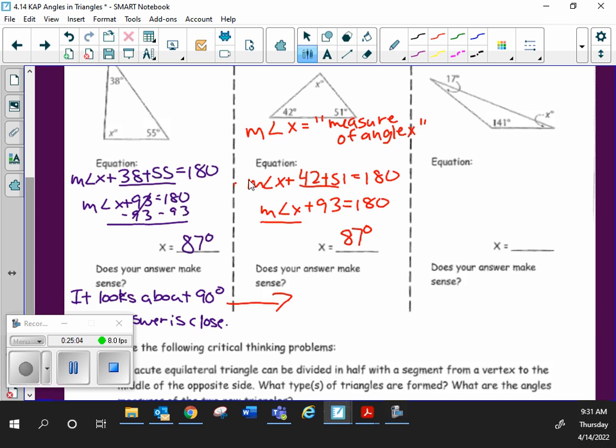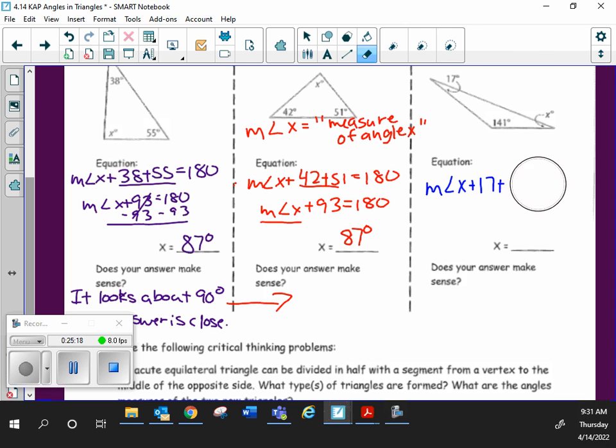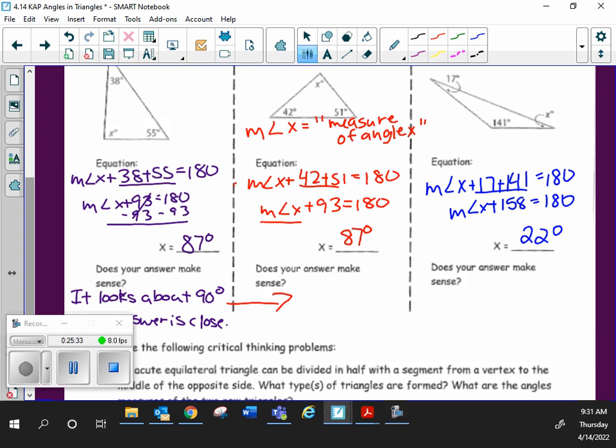Okay, next one. Volunteer. Marcelo, go for it. Measure of angle X plus 17 plus 141 equals 180. Marcelo, when you added those two, what did you get? 158. And then when you subtracted from 180, what did you get? 22. Do y'all agree with that? Okay. I said it looks like an acute angle, and 22 is less than 90, so that makes sense.